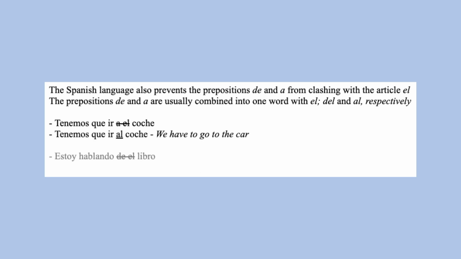The prepositions de and a are prevented from clashing with the article el. They are usually combined into one word with el, del and al. We do not say tenemos que ir a el coche, we say tenemos que ir al coche. We do not say estoy hablando de el libro, we say estoy hablando del libro.